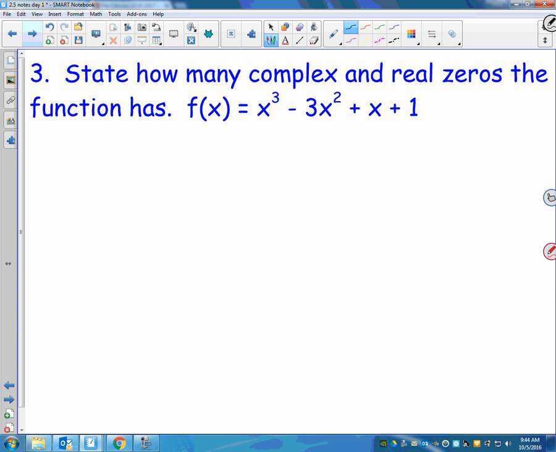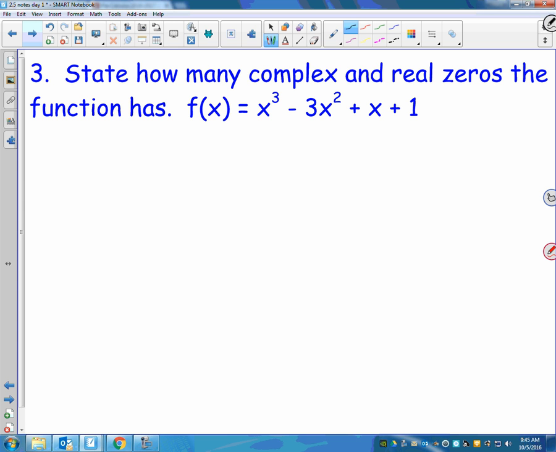All right, so you also have questions like this on your homework that say state how many complex and how many real zeros the function has. One option is you can just find them all the way we did already on the last test. The other option is we could use Descartes' rule of signs to try to help us a little bit.